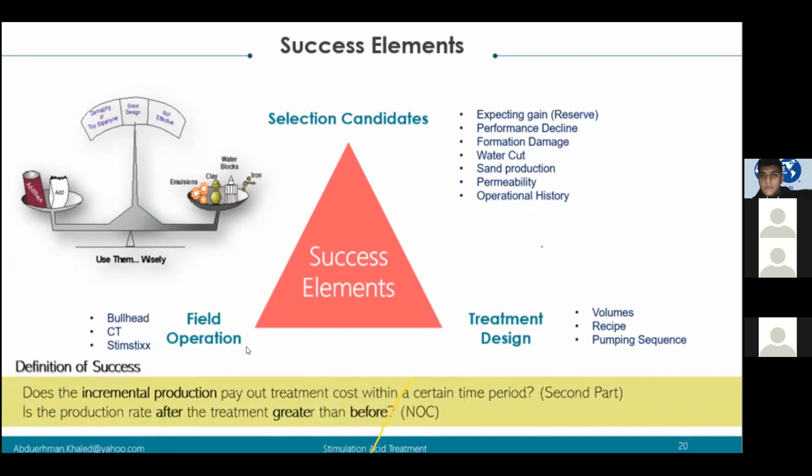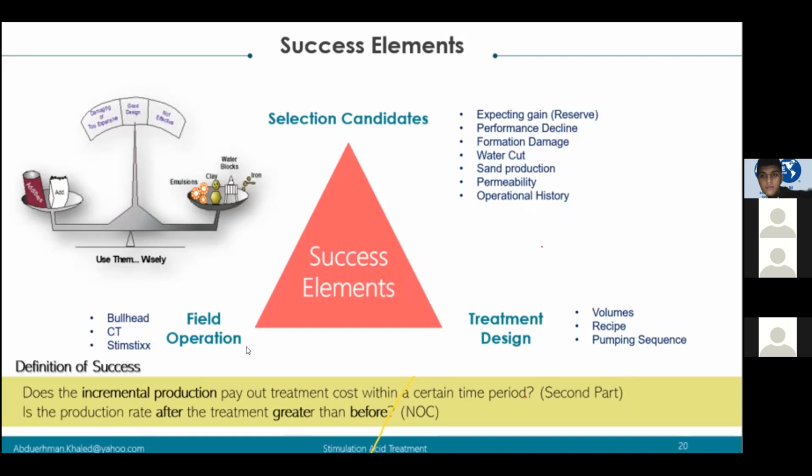The definition of success actually differs from one company to another. Some companies say the acid job is successful if the production after the treatment is greater than before the treatment. Other companies consider the incremental production: whether it pays out the treatment cost within a certain period or not. So these are different perspectives for different company policies.